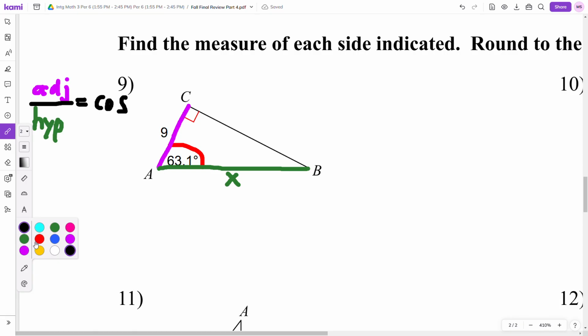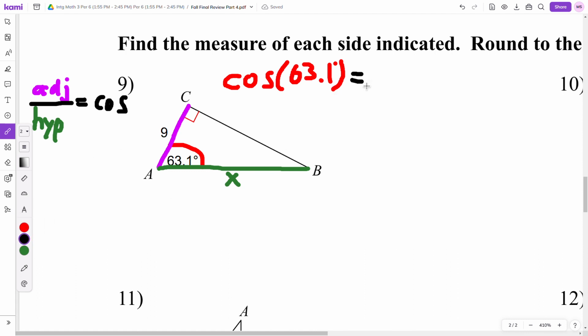So let's set up the trig ratio. And that's really the key, just setting up the trig ratio. So we're going to say cosine of, should I use parentheses? I did last time. I'll use parentheses. Cosine of 63.1 degrees equals the adjacent, which is 9, divided by the hypotenuse, which is x.